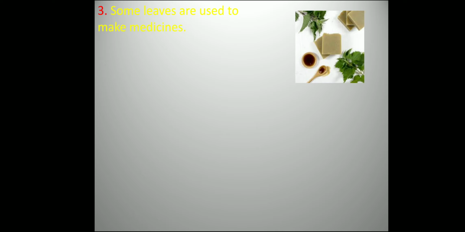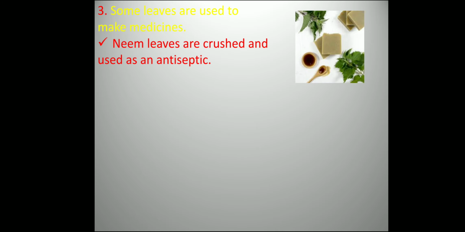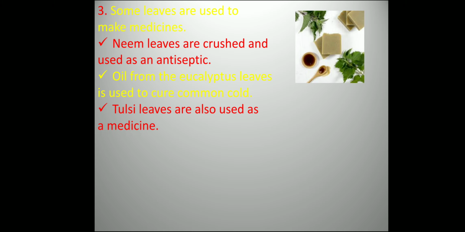Some leaves are used to make medicines. This is the neem tree. Neem leaves are crushed and used as an antiseptic. Oil from the eucalyptus leaves is used to cure the common cold. Tulsi leaves are also used as a medicine.